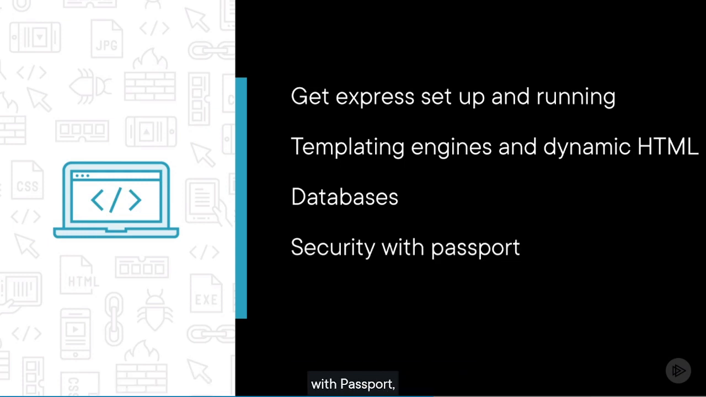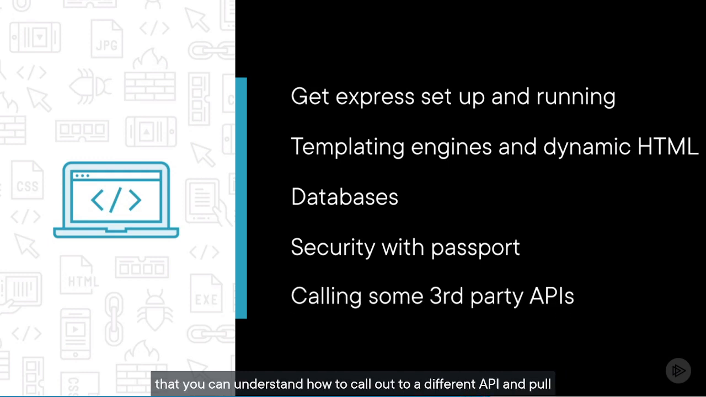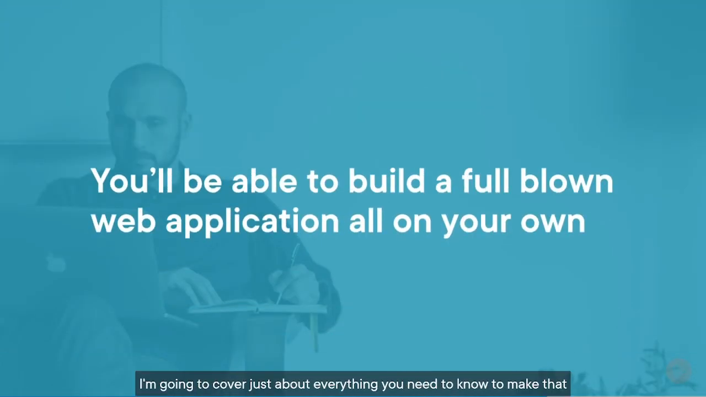We'll do some security with Passport, so you can see how to create users and how to log users in and out. And then we're going to close out with calling some third-party APIs so that you can understand how to call out to a different API and pull data in and use that in your application. Now, by the end of this course, you should be able to build a full-blown web application all on your own. I'm going to cover just about everything you need to know to make that happen.